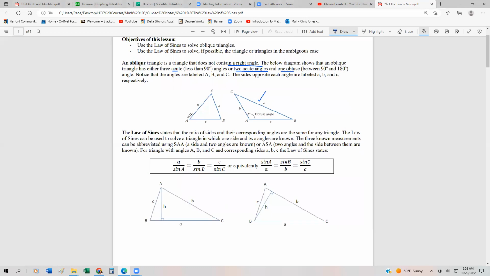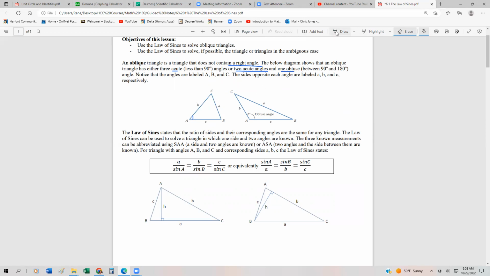Whenever we label a triangle, whatever the angle is and the side, they should be opposite of one another. So this is angle A, side A is opposite of that. If this is angle B, side B is opposite of that, and if this is angle C, then side C is going to be opposite of that. Every single time for every triangle. So that's standard when we do these.